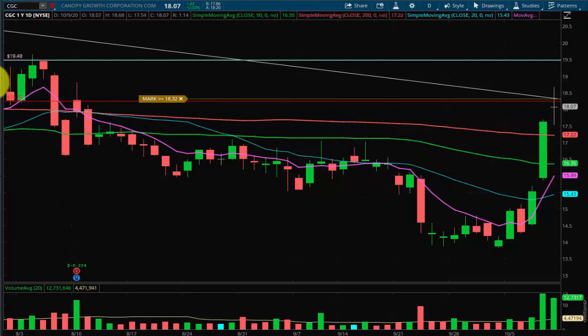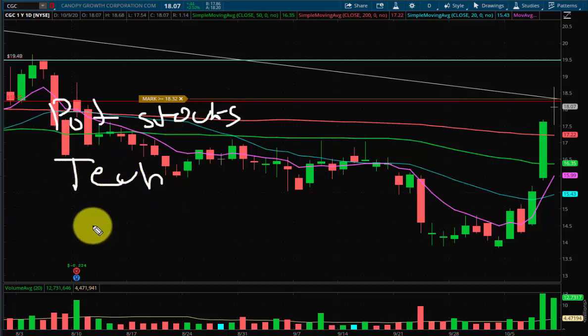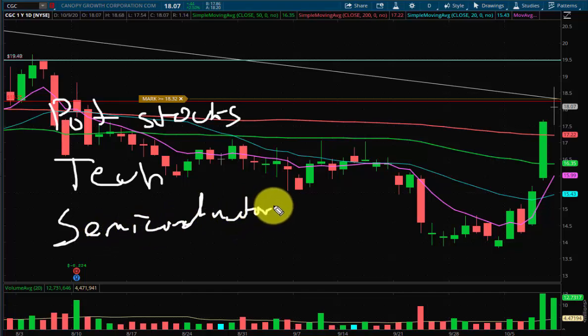Okay, so this week I'm going to be looking at pot stocks, tech, and then semiconductors, with a big focus on these two. Okay, my go-to choice for pot stocks is going to be CGC. Go-to place for tech stocks are going to be Amazon and Microsoft. Okay, Apple also has an event this week, so you can focus on that too. I'll probably take a look at it Monday, see how it behaves, but for now I'm going to stick to my list.